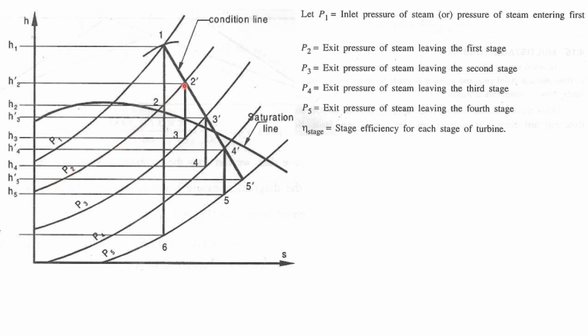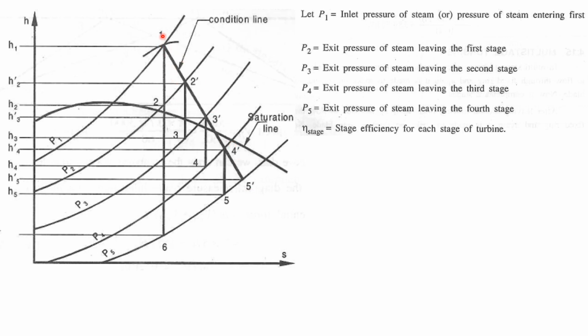Okay, now below that you can see P2. This is an intermediate pressure after stage 1. P3 is another intermediate pressure after stage 2. P4 is the intermediate pressure after stage 3, and P5 is the intermediate pressure after stage 4. You can see this written clearly over here. The exit pressure of steam at stage 1 is P2, stage 2 is P3, stage 3 is P4, and stage 4 is P5. Okay, now we can see some other notations like 2 dash, 3 dash, 4 dash, 5 dash.